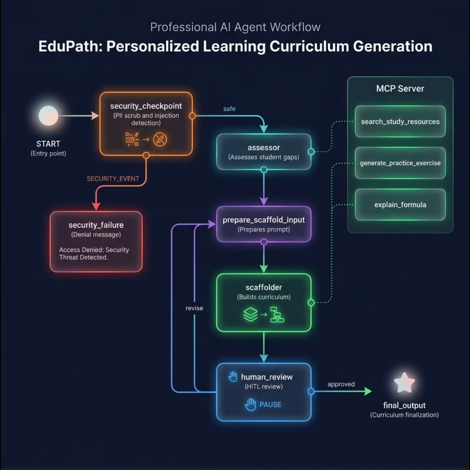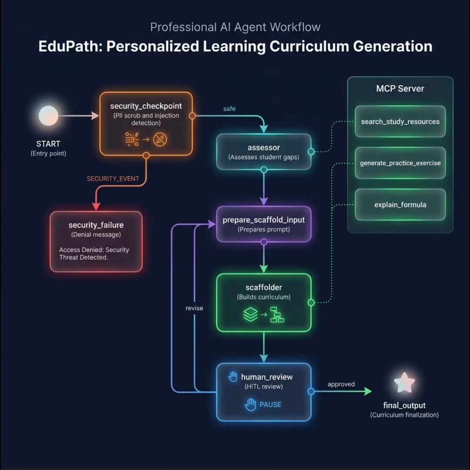Next, the workflow moves to the Prepare Scaffold input node, which formats a clean instruction for the Scaffolder agent. The Scaffolder sub-agent then writes a personalized, week-by-week curriculum plan. This plan goes to the Human Review node, which introduces a human-in-the-loop pause, displaying the curriculum and prompting the student to approve it or describe changes.